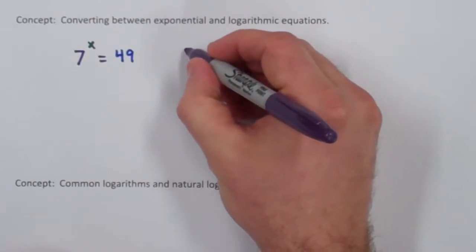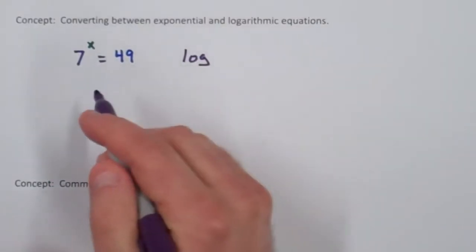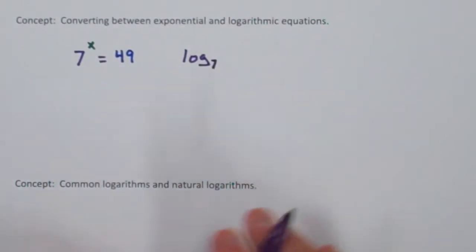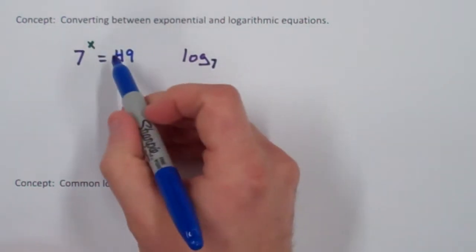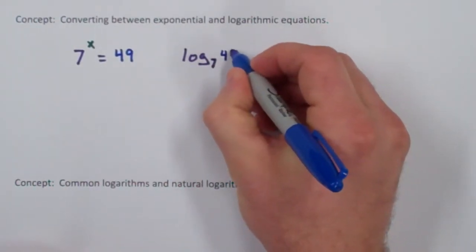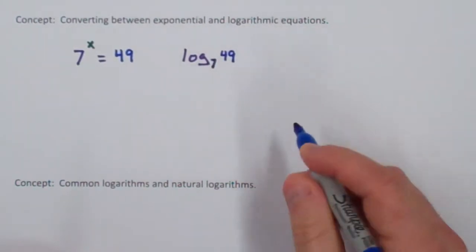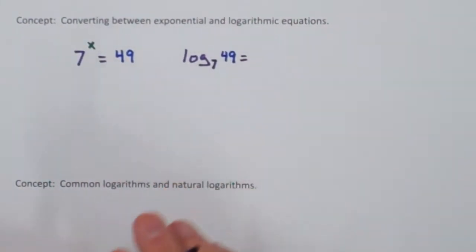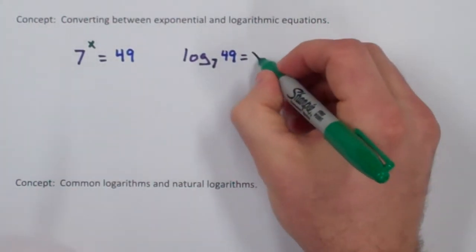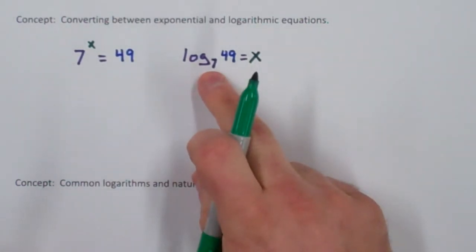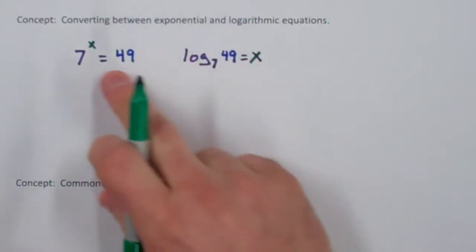We're going to write log. The base is 7. The base is going to go in this little subscript position. And then the next position here, we're going to be solving for the x. So the 49, which is called the argument, that's going to be in the next position in our logarithmic equation. And on the right-hand side here, we've got what we're solving for, which is x. And it turns out that you can actually type this one into your calculator and you can solve for x. Great when it works out like this.